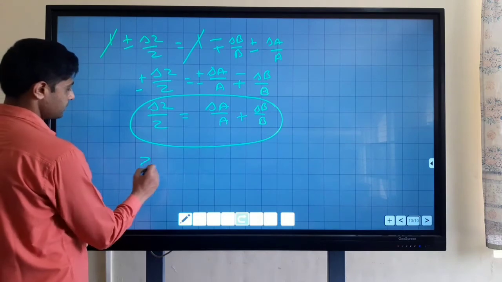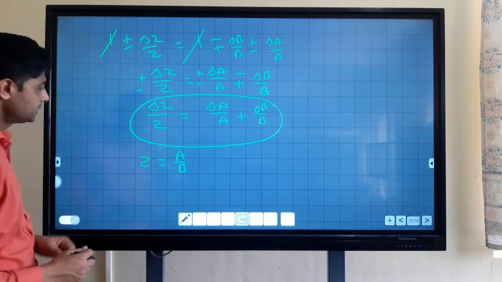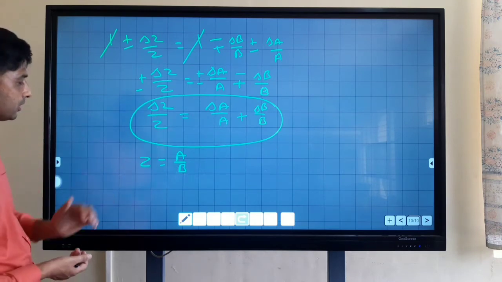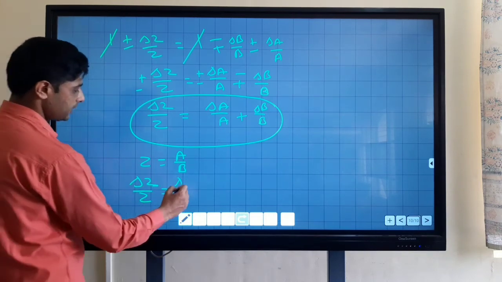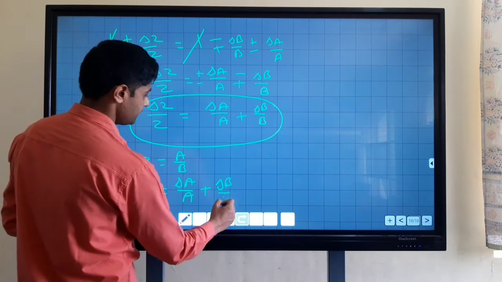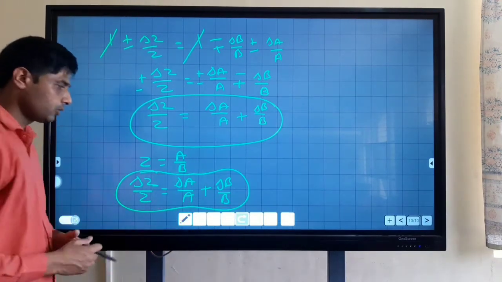So in the product Z equals A into B, and in the division of two physical quantities, the error is equal to del A upon A plus del B upon B. I hope you understood.